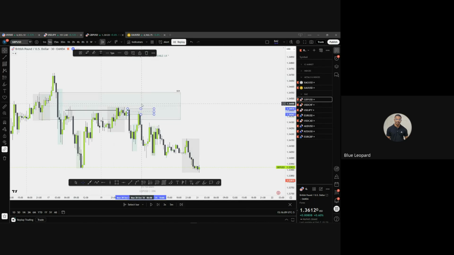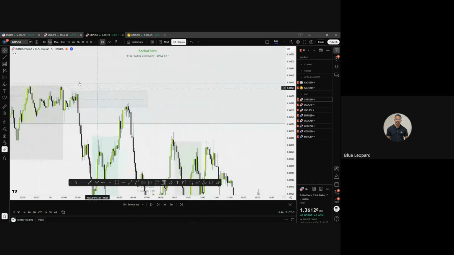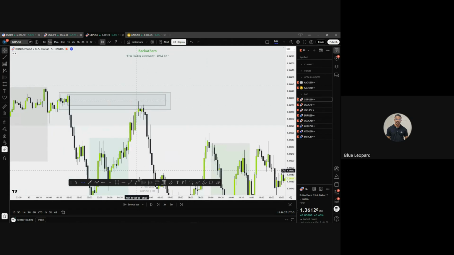You go now on M5. After M5, what do you have on M5? You will see inside your M30 here, you have first option here, refinement of M30. Second option is breaking out of this level here. Like I told you, you have the push, okay, swept here, took out this imbalance, which is internal range liquidity. After breaking that, we consider this as a sweep, or here we closed above and then came back down.